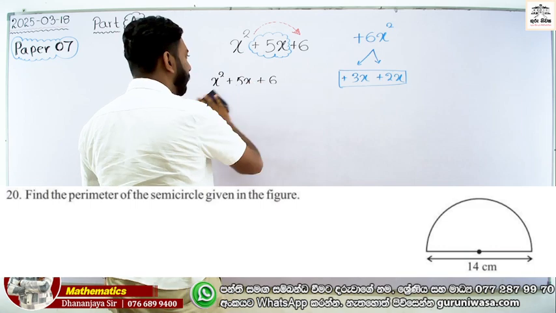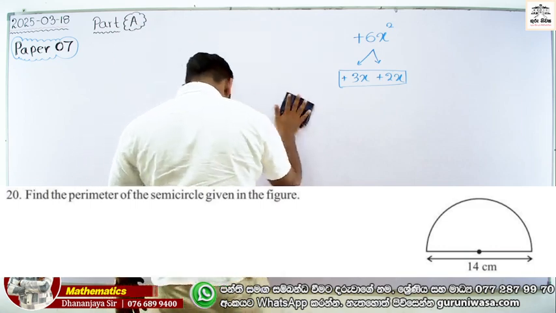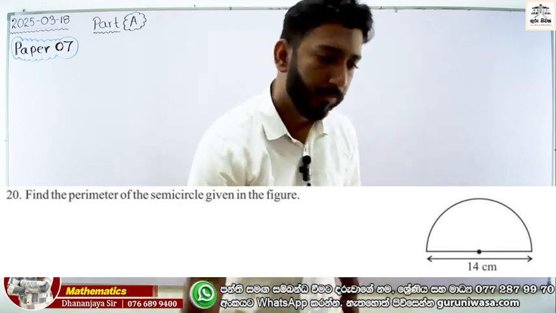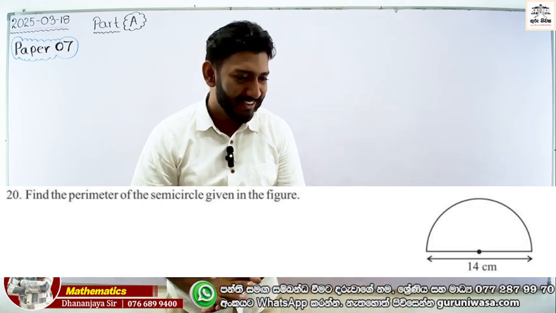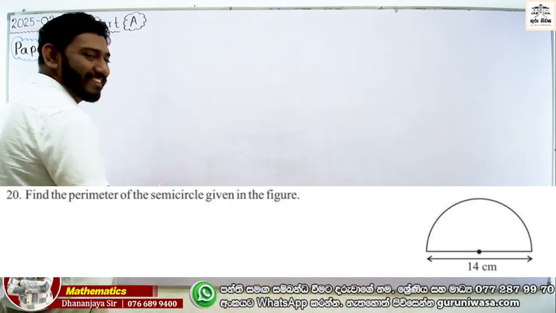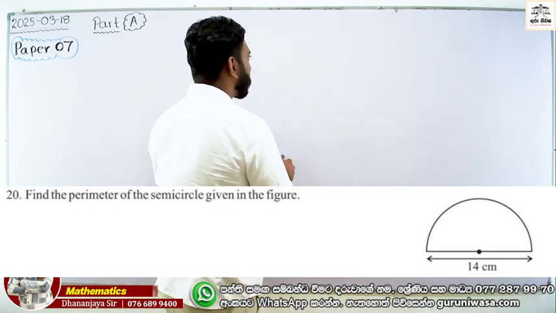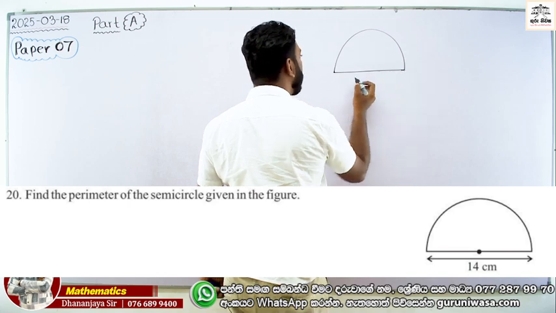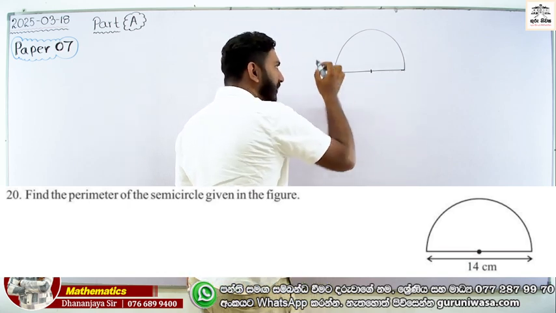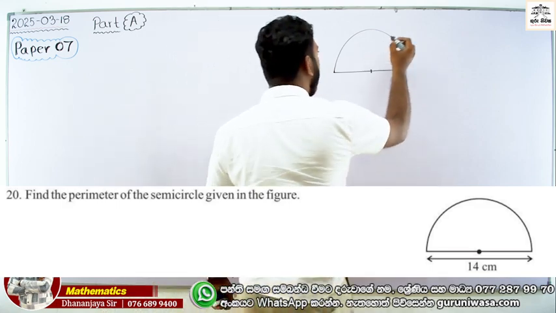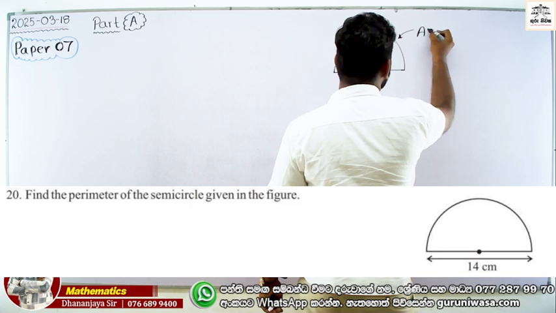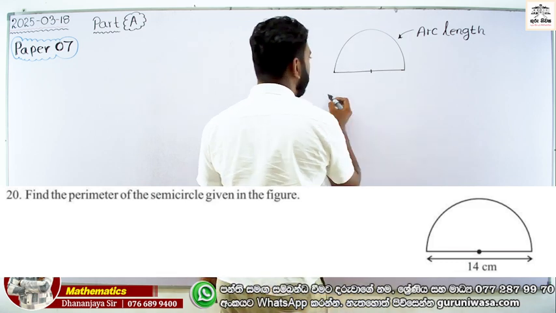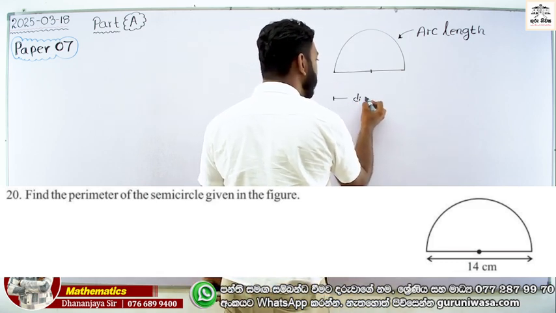Find the perimeter. Okay, now let's try. Now look at this. This is a semicircle, right? And you know how to find the circumference of a circle. This one we call the arc length, no? This one we call the arc length, right? This one we call the diameter. Make out the diameter.